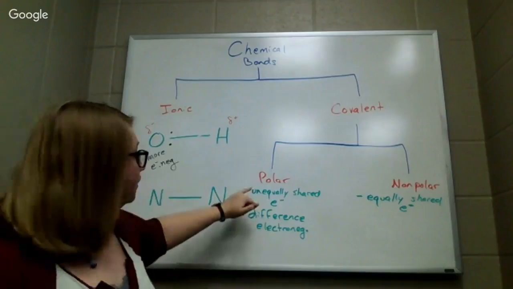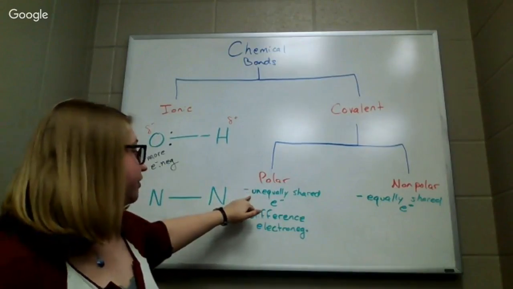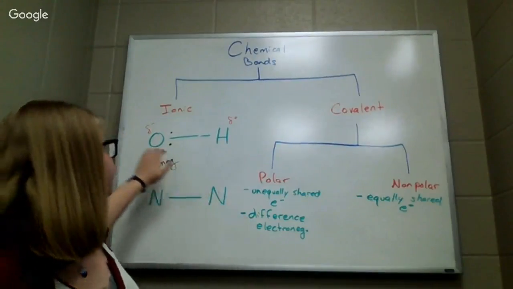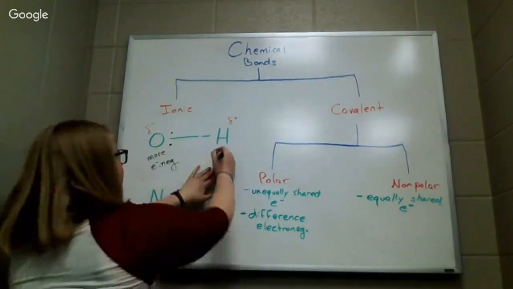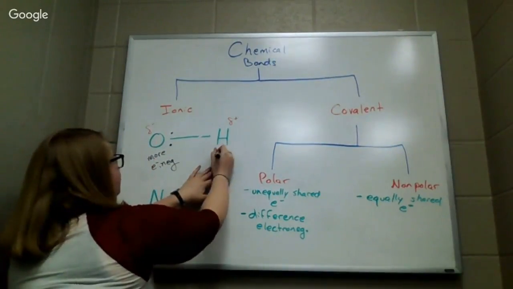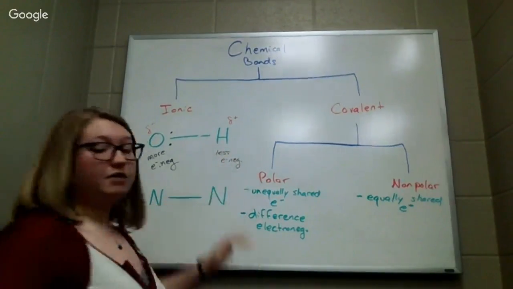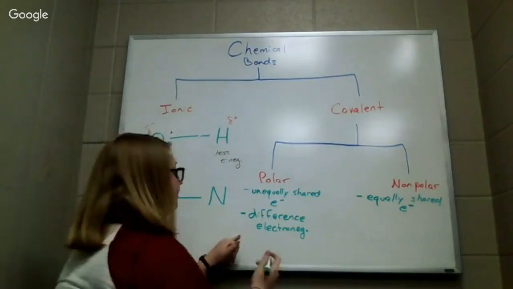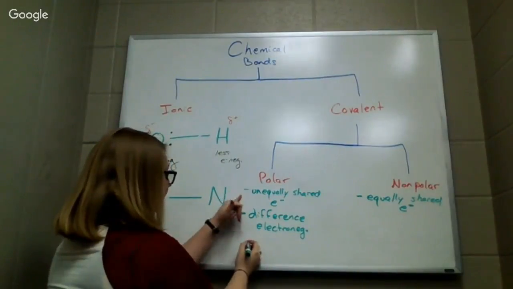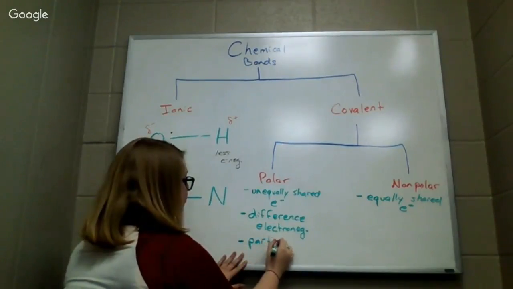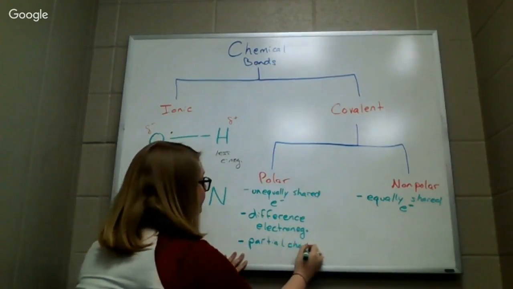So, a polar bond has unequally shared electrons. They're unequally shared because there's a difference in electronegativity between the two atoms. So, hydrogen is less electronegative. Because there's a difference in electronegativity, because the electrons are unequally shared, we end up with partial charges in our bond.